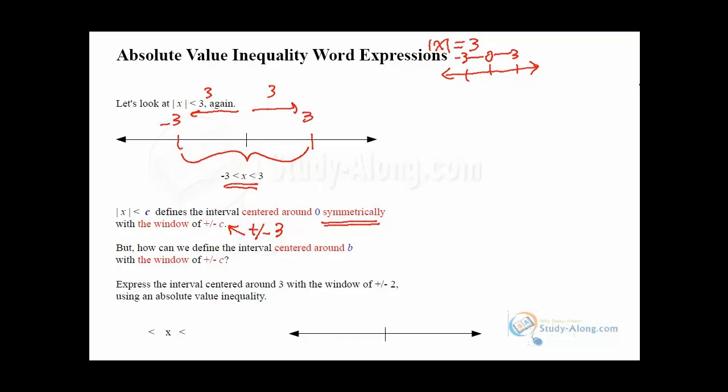But, what if we wanted to define the interval centered around a different number? Let's just say b, for example. Okay, and with the same window. For example, what if we wanted to change the center to 4? Right? So how would we do that? It's basically what we're going to do is figure out how we would do that. Change the value, change the center, from the origin, which is where we started, to any number of our choice. So let's start over here.